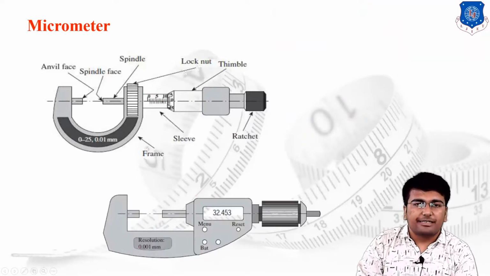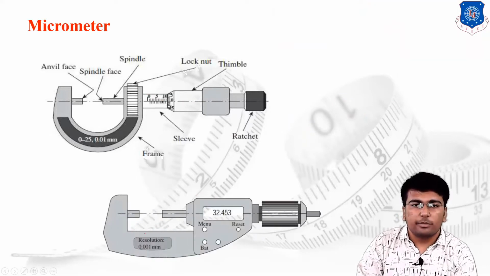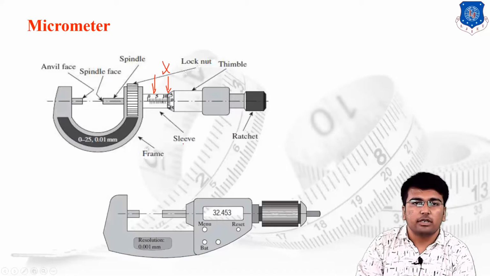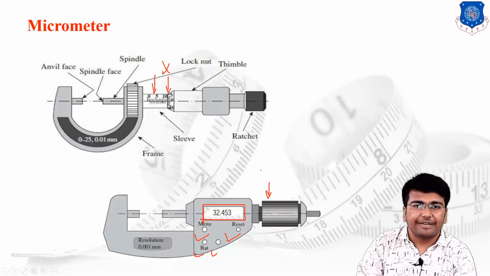The micrometer also comes as a digital micrometer. In the digital micrometer, the concept of main scale and the concept of auxiliary scale has been removed. You are simply provided with an electronic circuit having the display, the menu button, reset and on off button, and all the buttons have been provided. The ratchet has been provided. Do remember, ratchet is used to provide the uniform pressure.